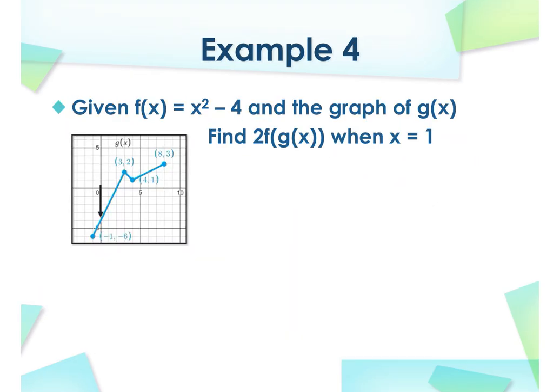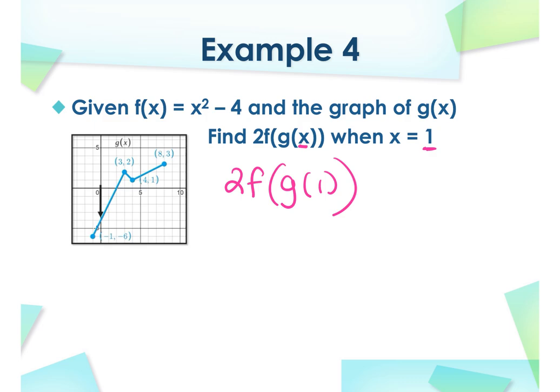All right, example 4 says given f of x equals x squared minus 4 and the graph of g of x, find 2 times f of g of x when x is 2. So now, I'm sorry, when x is 1. So now I'm taking that 1, I'm putting it in the place of the x. So this is 2 f of g of 1.